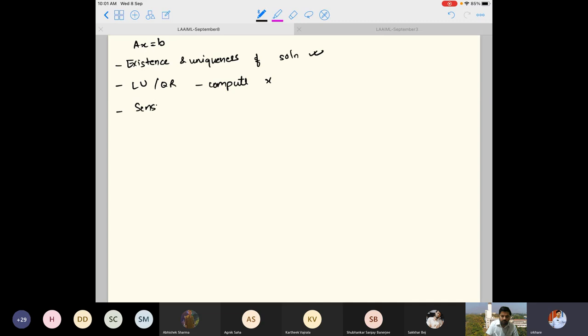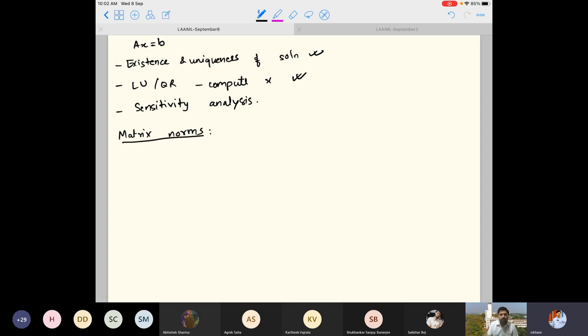And now we want to start with sensitivity analysis. Correct. So this sensitivity analysis, why is it required? We had a discussion about it in last week's class. So now with that motivation in our mind, we want to study sensitivity analysis. And in sensitivity analysis, the first thing that we want to look at is matrix norms.